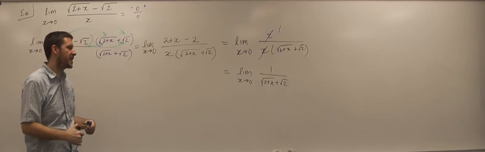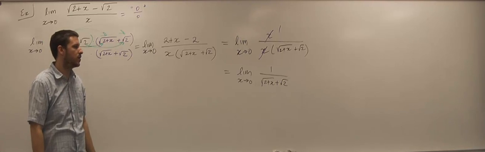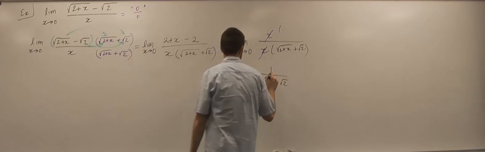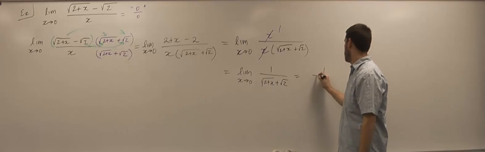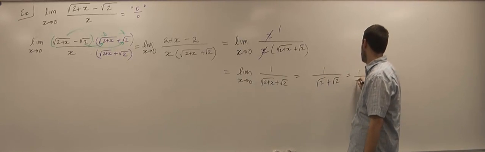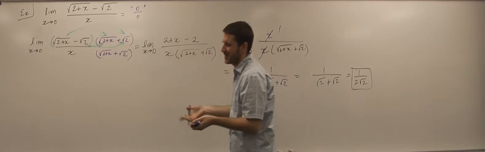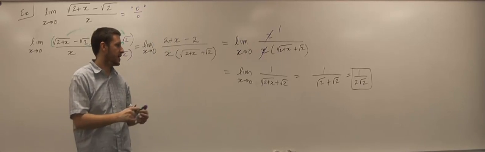Now there's no problem plugging it in, because if you try to plug it in, you don't get indeterminate form. You don't get 0 over 0. Instead, you get 1 over 2 square root 2. 1 over root 2 plus root 2, which is 1 over 2 root 2. Which you could rationalize, I guess, if I care that much.